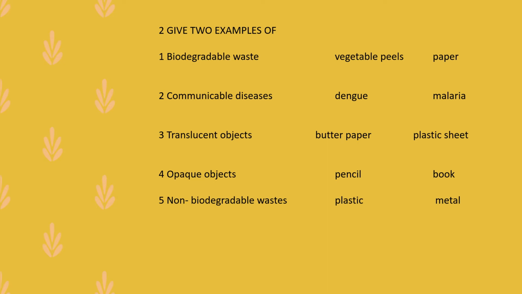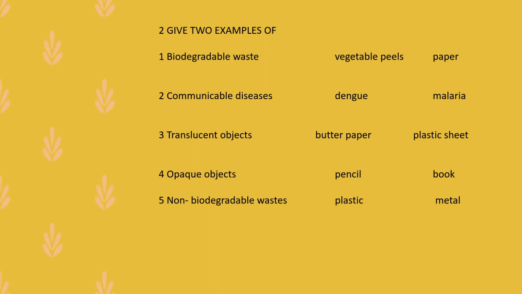Second is communicable diseases. Children, communicable diseases are those diseases that can spread from a sick person to a healthy person. The examples of communicable diseases are dengue and malaria.